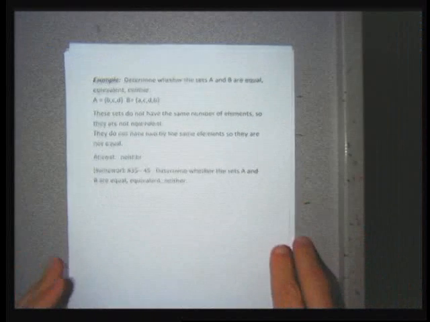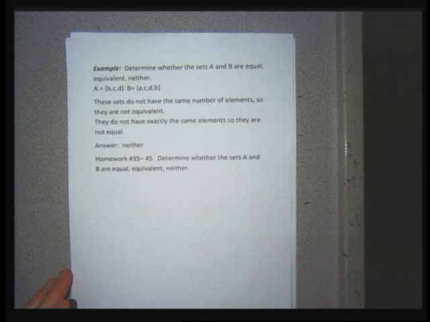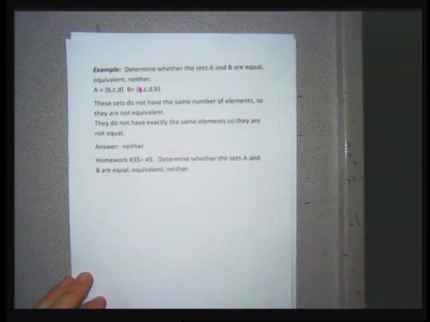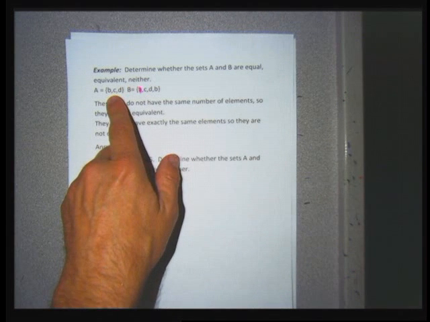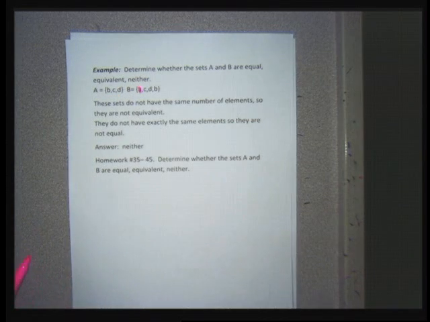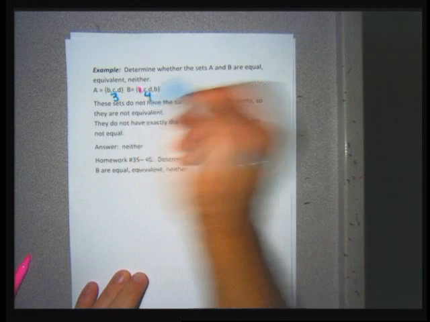And then the last example before the last group of homework, determine if these sets are equal, equivalent, or neither. If I look at these two sets, they're not equal because the set B has the element A and the set A doesn't have the element A, so they're not equal. And they're not equivalent because this has 3 elements and that has 4 elements.